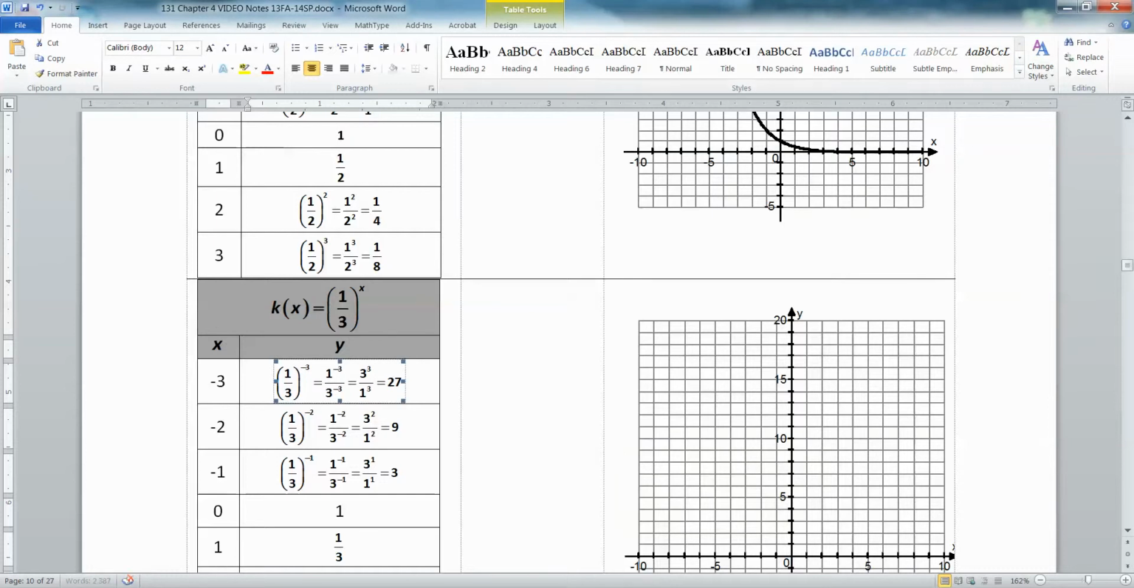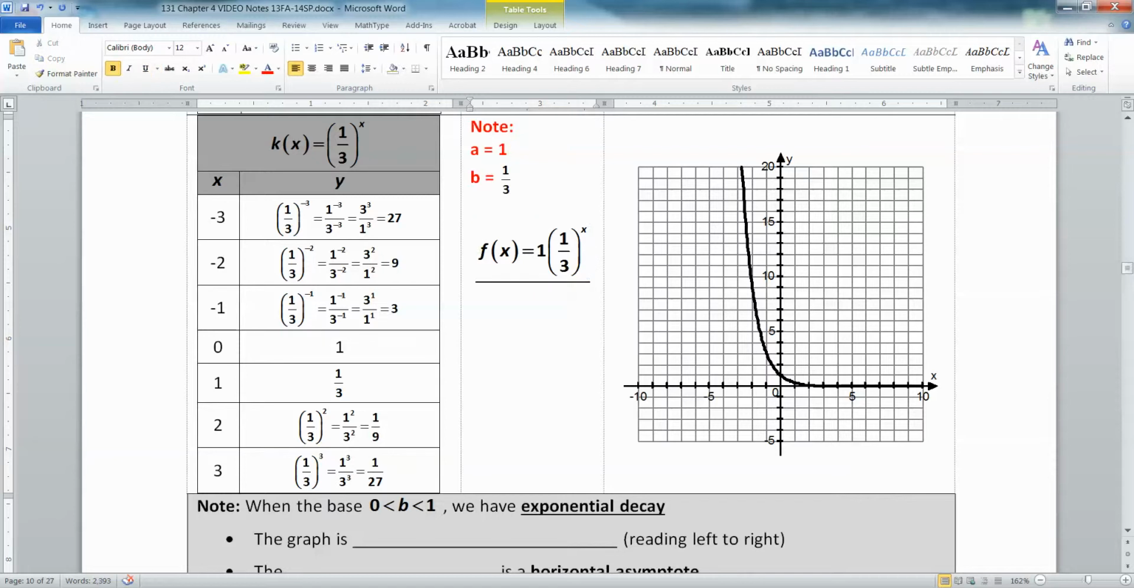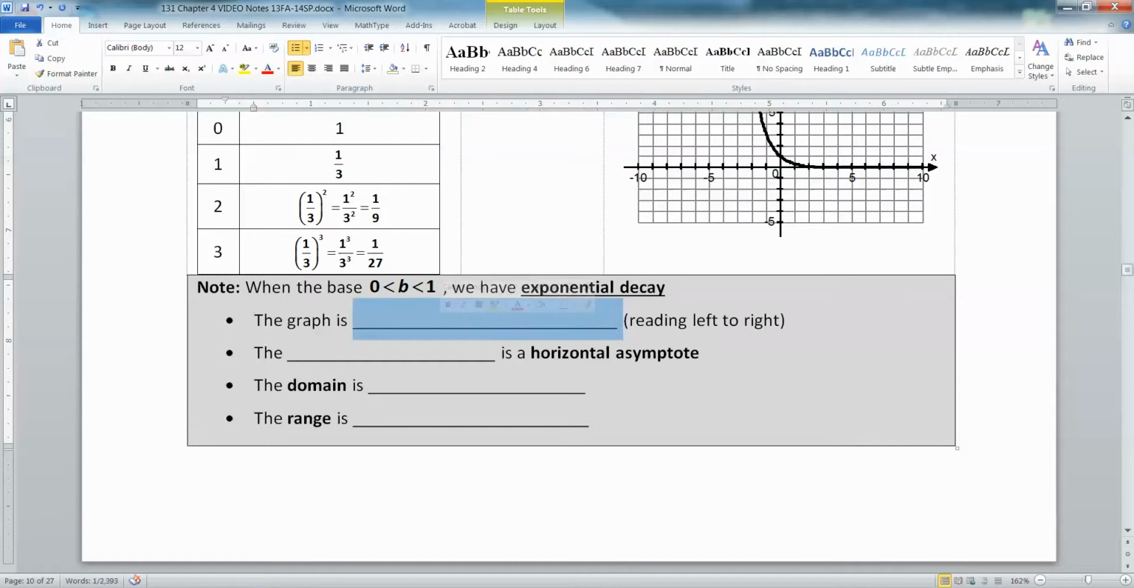All right, so now I'm going to graph that. There we go. So for this problem, A was 1, again, because you don't see a number in front. So it's 1 times a third to the x. And there's the graph of it right there. So these are both decreasing, right? So they're exponential decay. And what you could notice is that for both of these, B was between 0 and 1. B was a fraction, smaller than 1, bigger than 0.